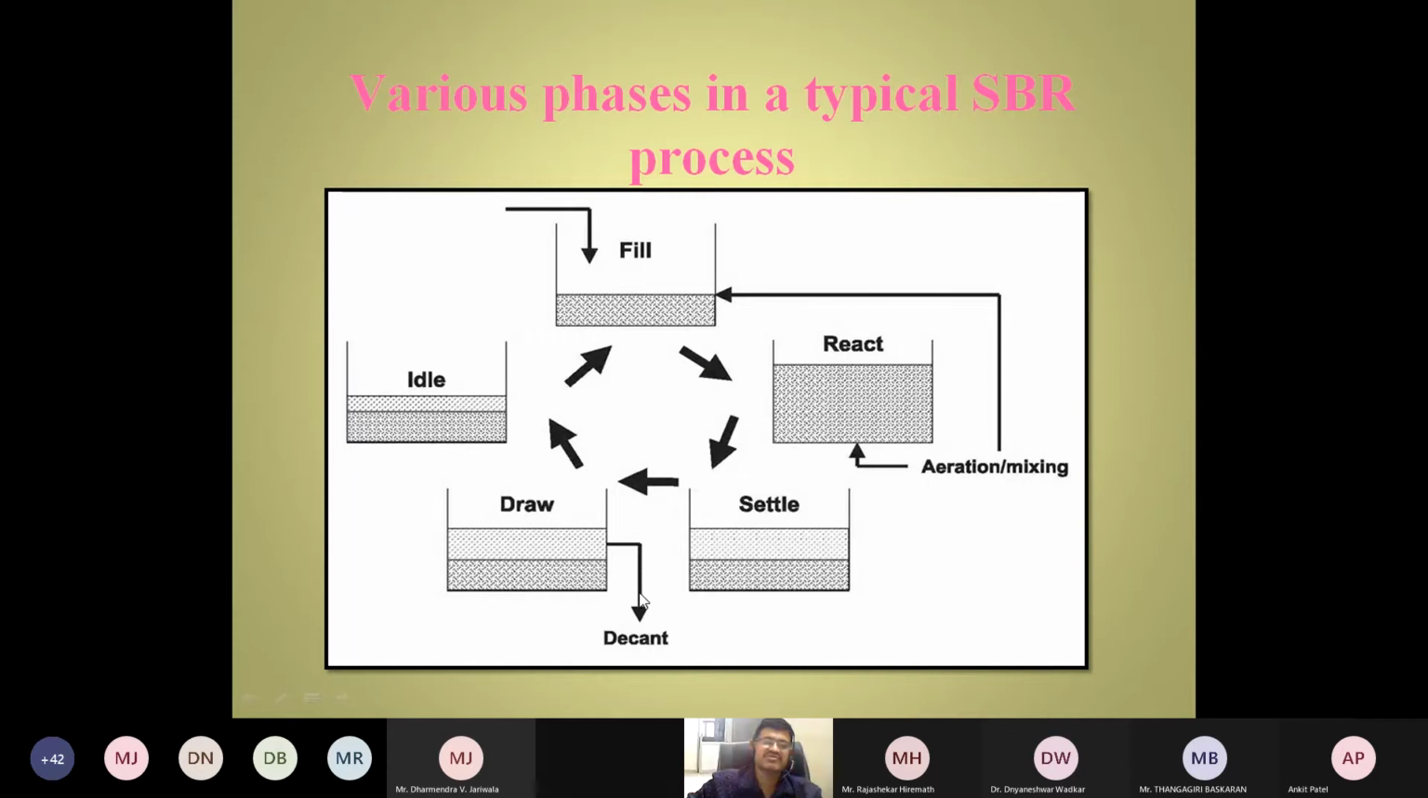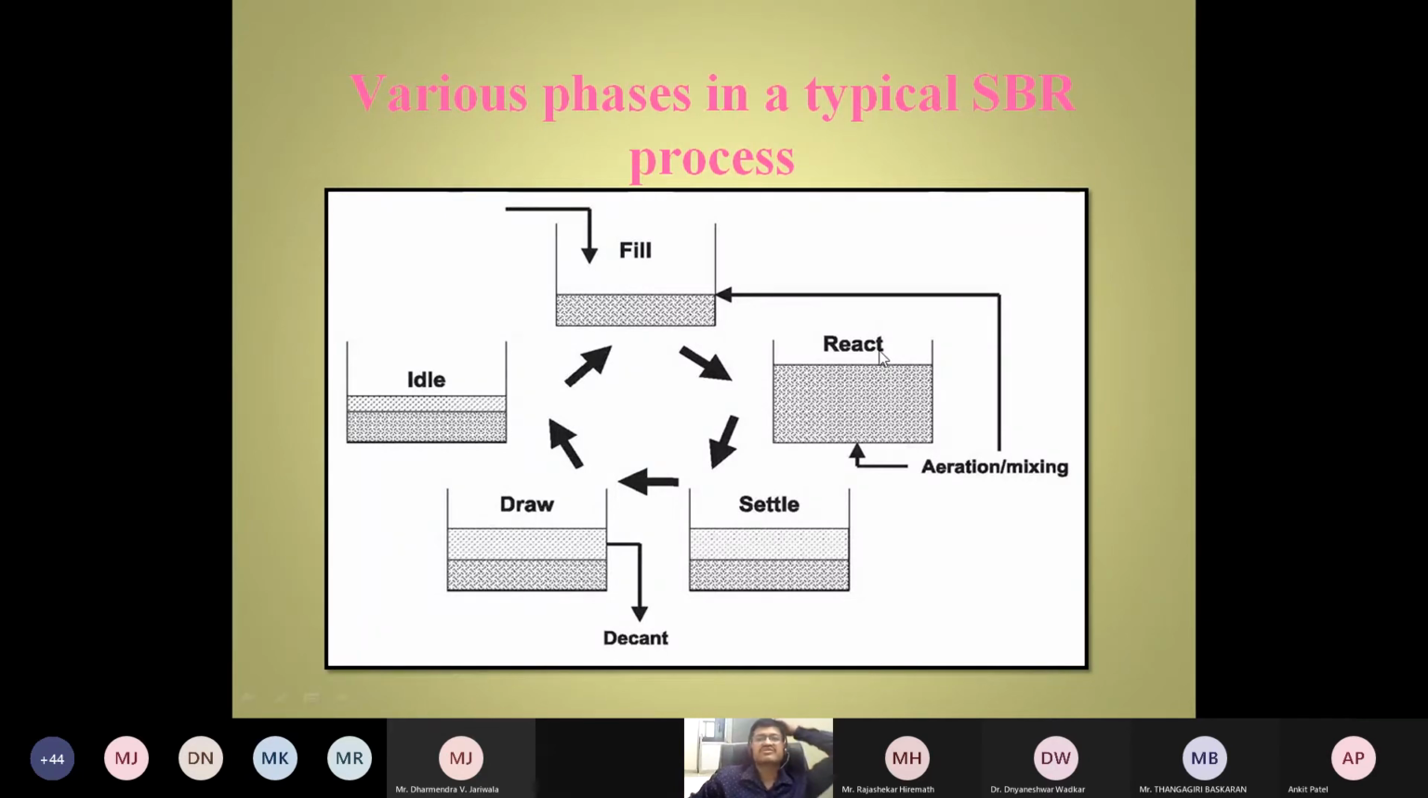That is treated water. We take out the treated water in the decant phase. All treated water will be taken out. What is there at the bottom? Bacteria, biomass. Then there is the idle phase. Then again fresh wastewater will come, then react will be there, and after the reaction is completed, we settle it. The treated water will be removed here. Again the same process. So this is called a sequencing batch reactor, meaning in one reactor we are doing all the processes of degradation and settling.